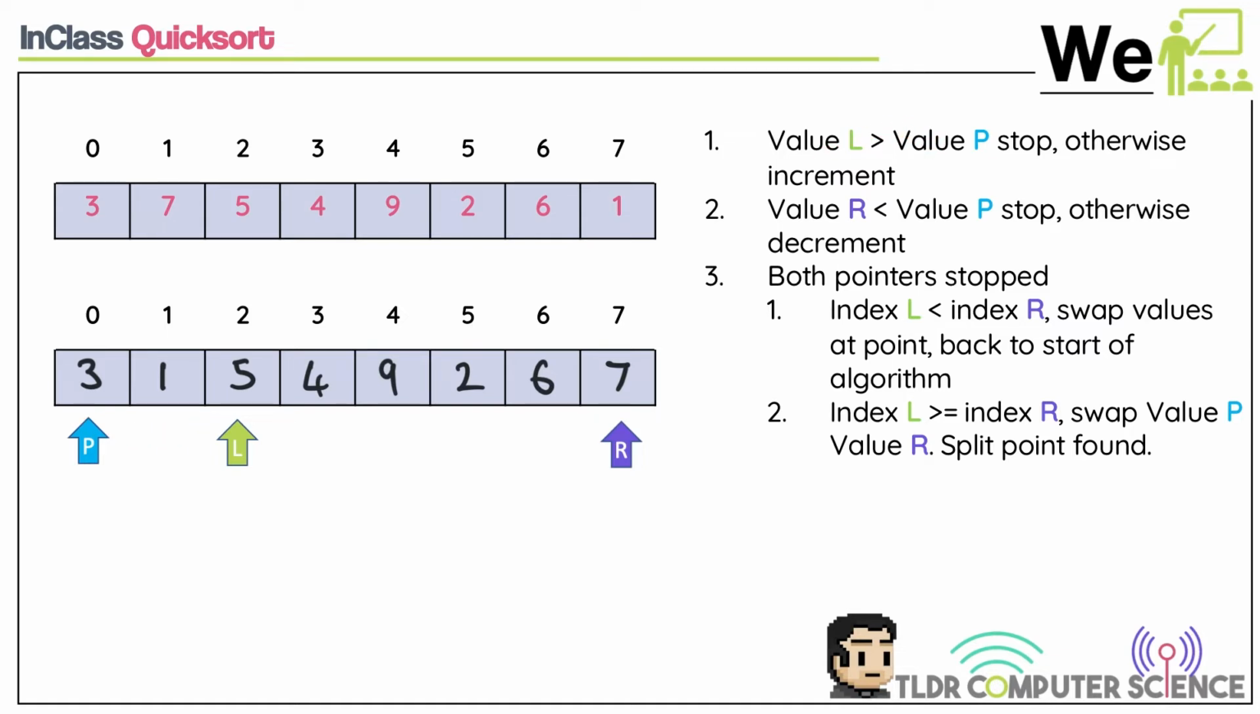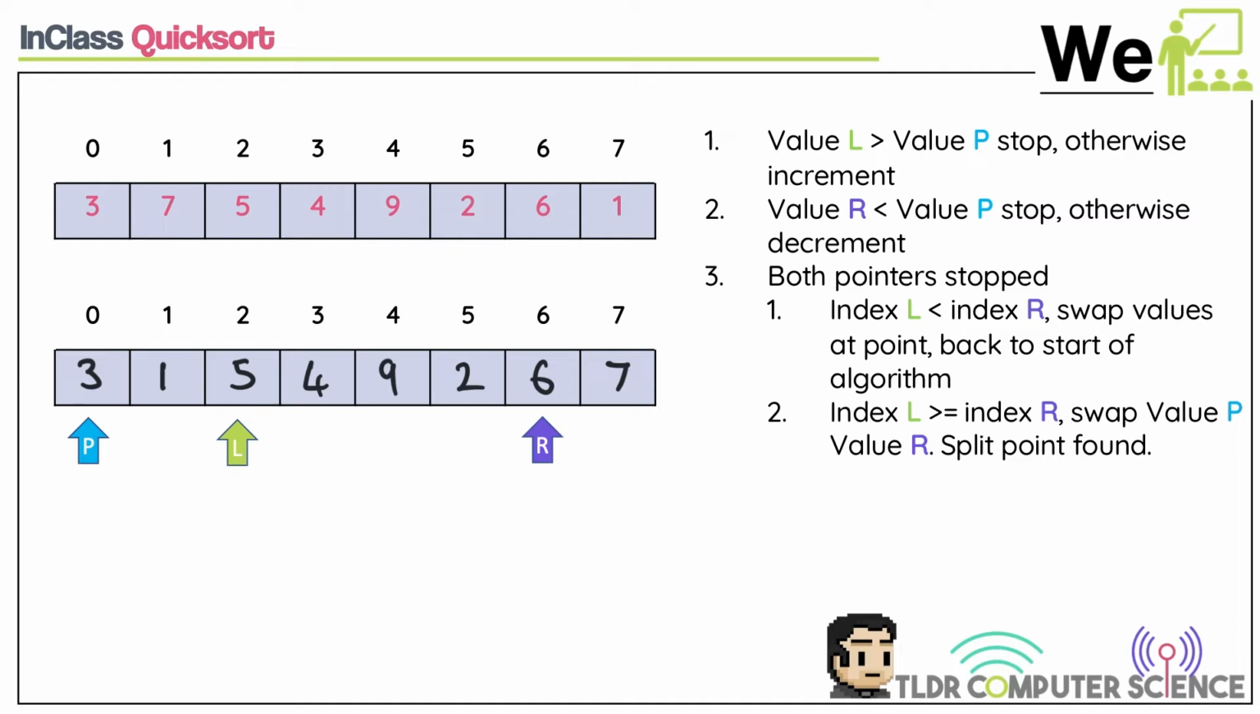It is. Therefore, we stop. We're then going to come down to the next thing here. Is the value at R, 7, less than the value at P, 3? 7 is not less than 3. Otherwise, decrement. That means move down. So we move R down to here.